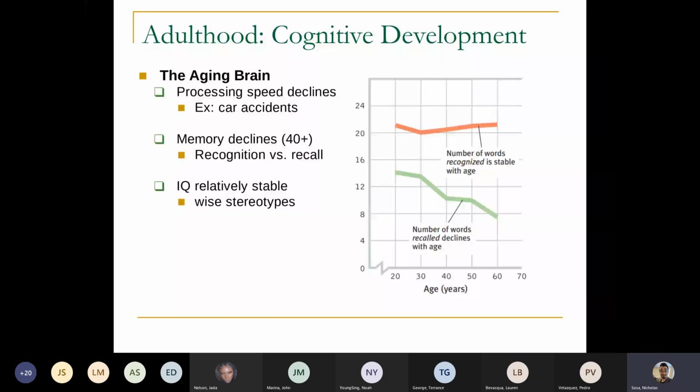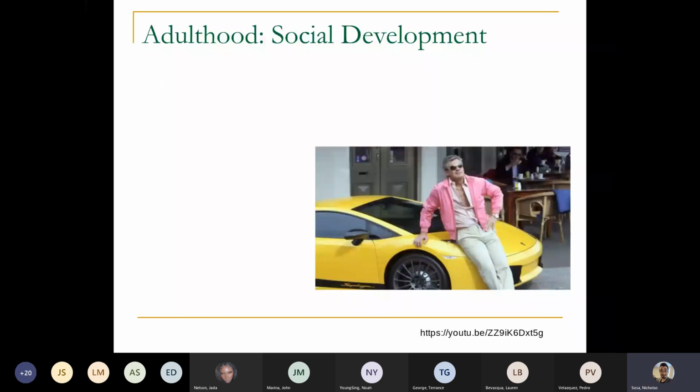Okay. So where we're going to end today is by talking about social development in adulthood. And there's way too many changes happening in social development for me to cover virtually everything. Rather, I'm going to focus on some of the more interesting parts of this. And one interesting part of this to me is the midlife crisis, which, if it occurs at all, happens around the 40s and 50s.